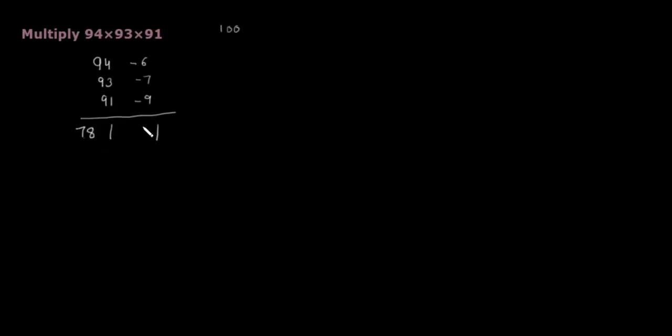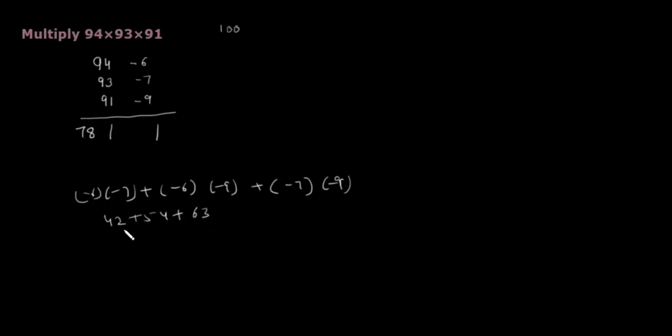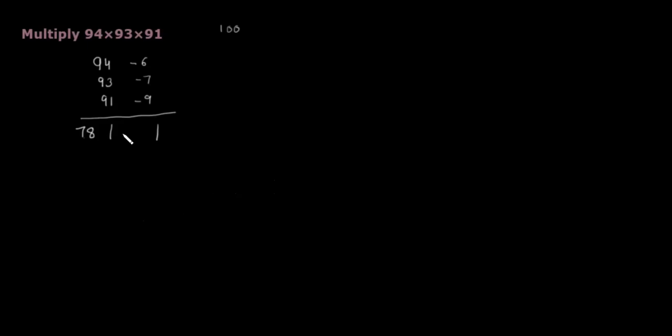In order to find the second part, we have to add the product of these numbers pairwise. So the product of two negative signs is positive. So this is 42. This is 54 and this is 63. And this is equal to 159. So second part is 159.